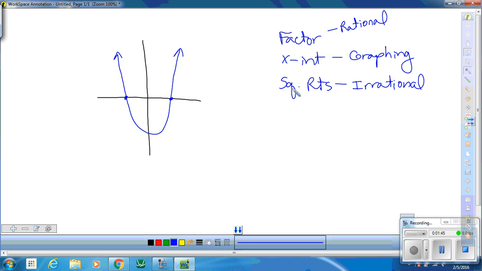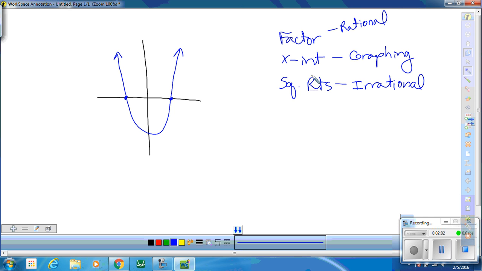Square roots also had a problem though, in that it was limited. We could only solve by square roots if it had x squared but no x. And so that posed a problem as well, because not all quadratics are missing that x term. A lot of them have x squared and x.